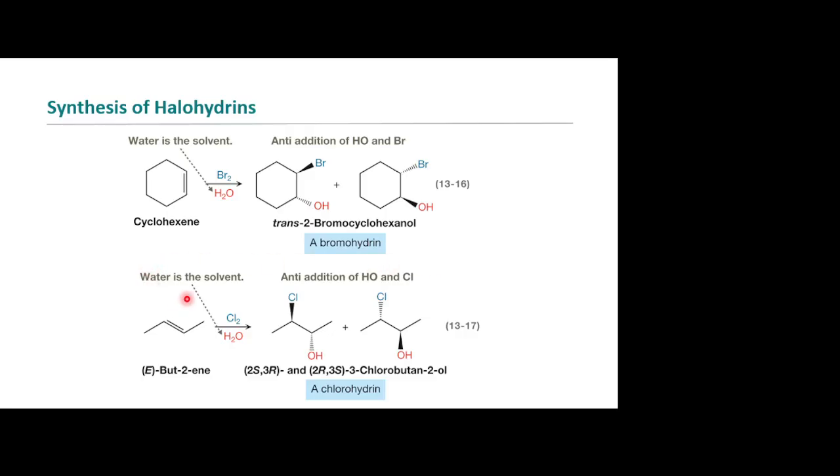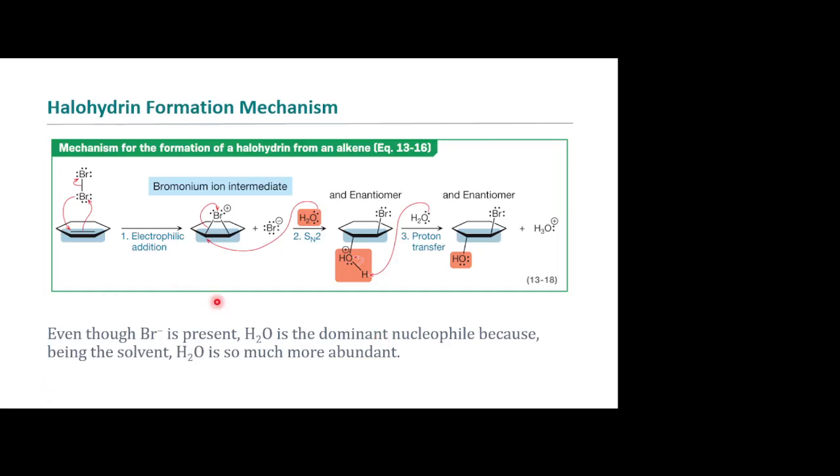And so this is chlorine. If you use water as a solvent again, you're going to get chlorohydrins, very similar to what we were talking about before. So this is actually the mechanism for this. And what you're going to see here is you're going to get that same first step. And so we'll set up the bromonium here.